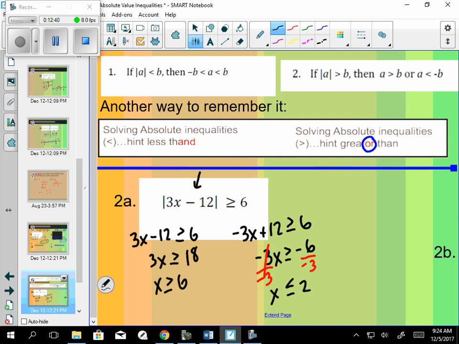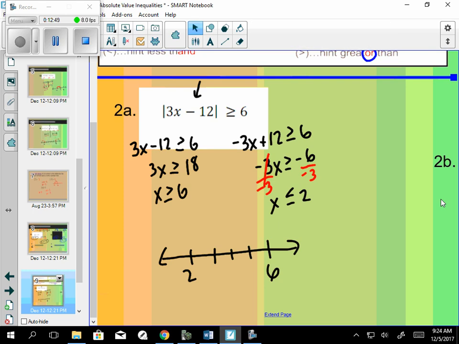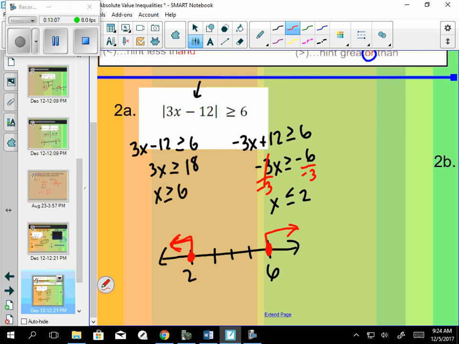Okay, so graphing that one out, you got 2 and 6. This one is less than or equal to, so we want a filled-in circle. Less than is going to be going that way. Greater than or equal to 6, that's filled in there too. Greater than is going that way. So that would be the graph of that one. It's one of those "or" ones. The answer is either over here or it's over here. It's not in between.